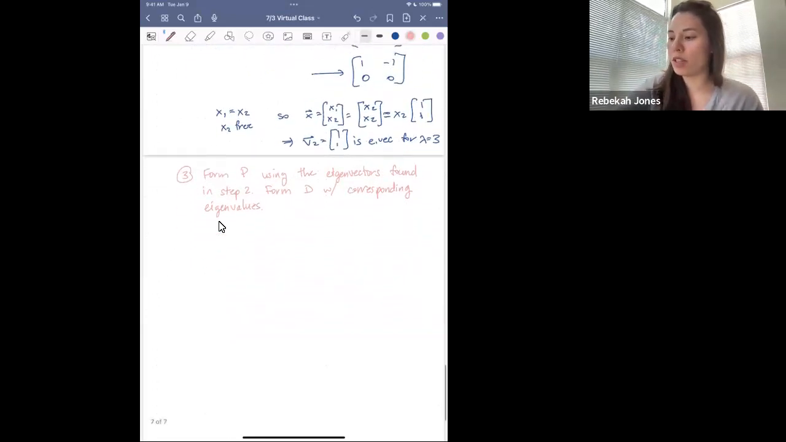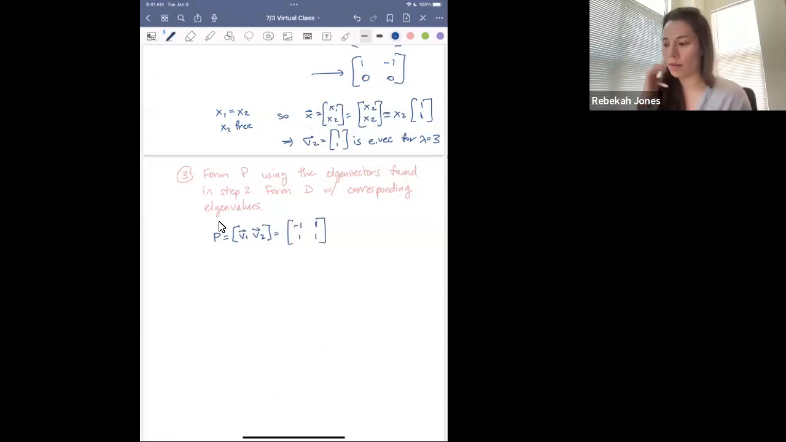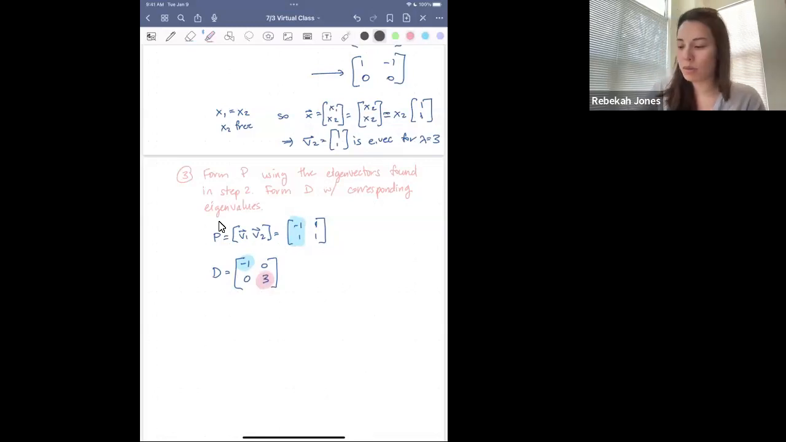So like I mentioned before, these should line up, right? So if I let P be V1, V2, which was -1, 1, and then 1, 1, those two vectors that we found, then D has to be the diagonal matrix where we put -1 in the first column and 3 in the second column, right? Because this eigenvalue corresponds to this eigenvector, and then our other eigenvalue 3 corresponds to the second eigenvector in the matrix.